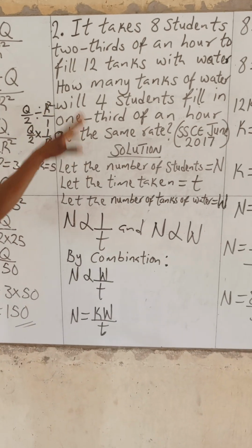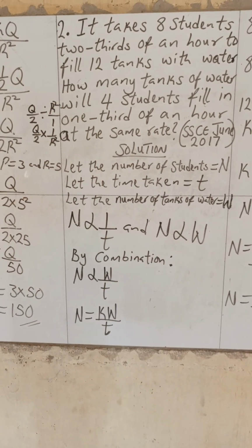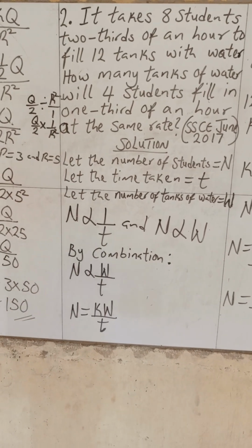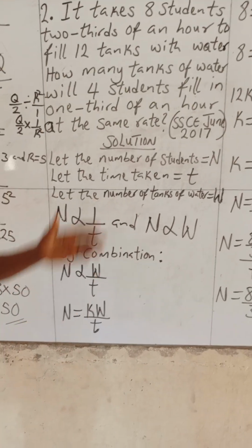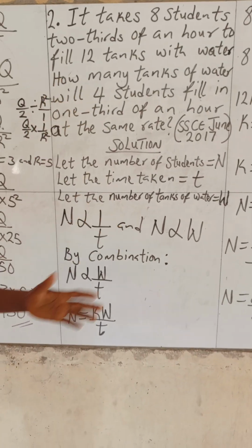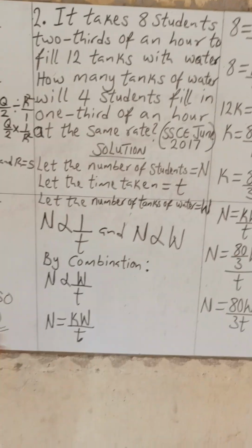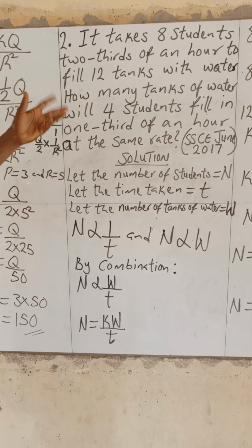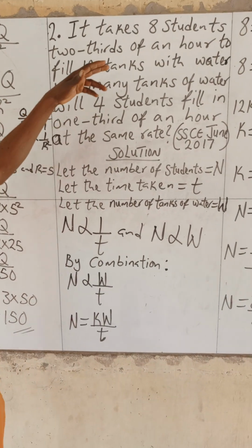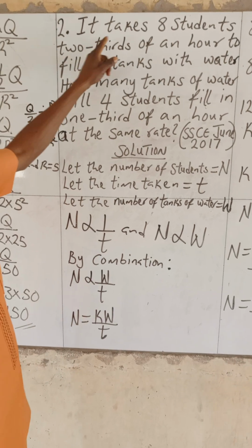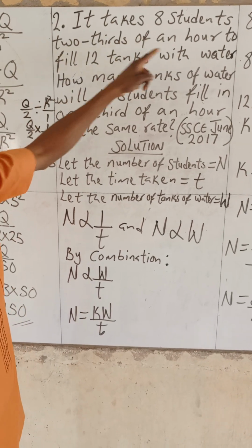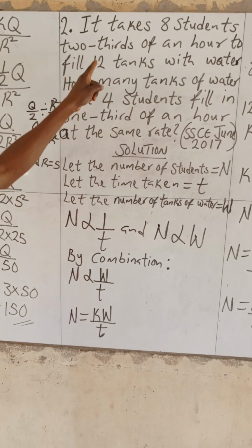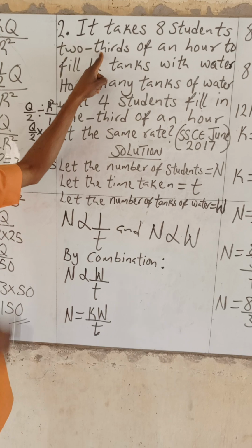Now, we observe that in this question, there is nothing like variation. But this is actually a question that we can use variation to solve. It might be difficult to solve this question without variation, but we can use variation to quickly solve it, and it's a joint variation. How do we know it's a variation question? Observe from here. They say it takes 8 students 2/3 of an hour to fill tanks. We observe that if the number of students increases, the time will also increase.